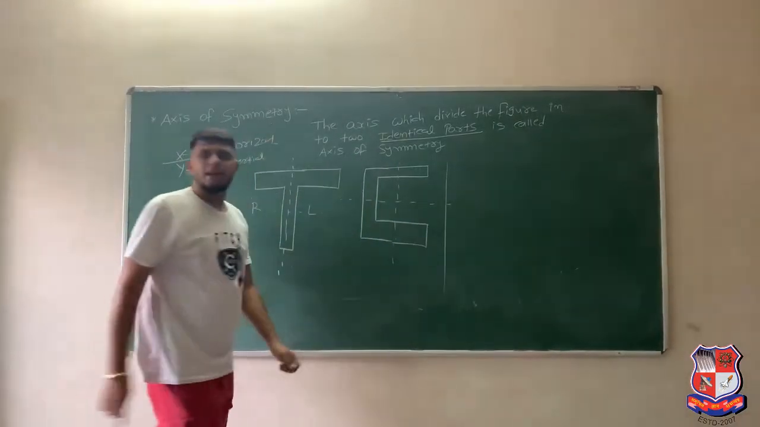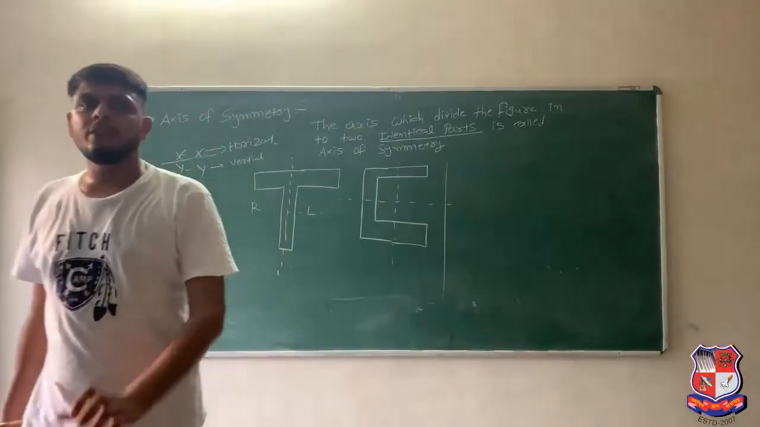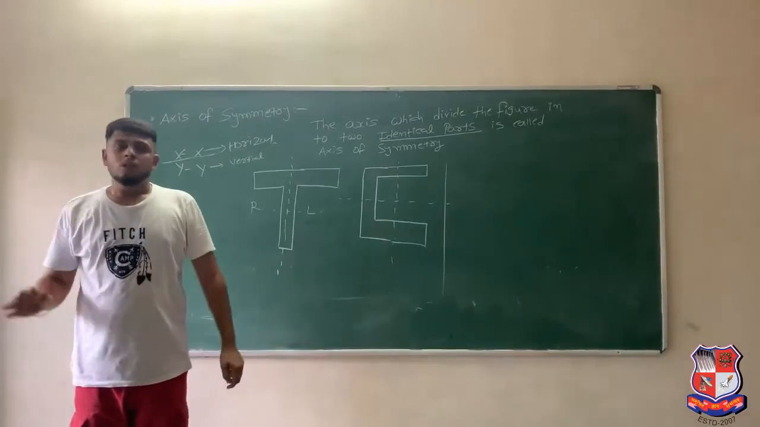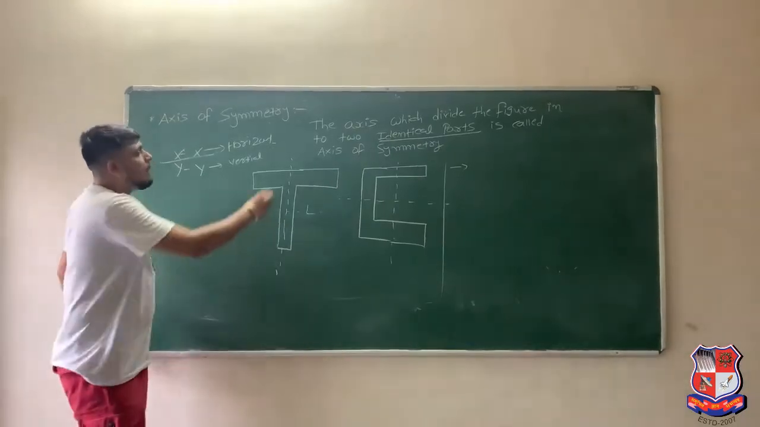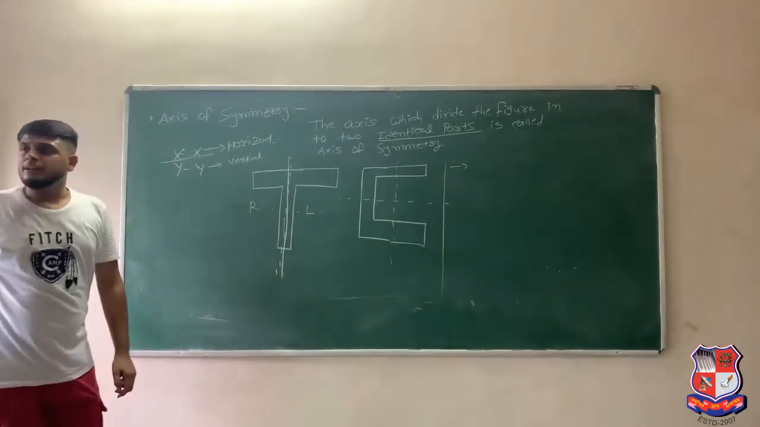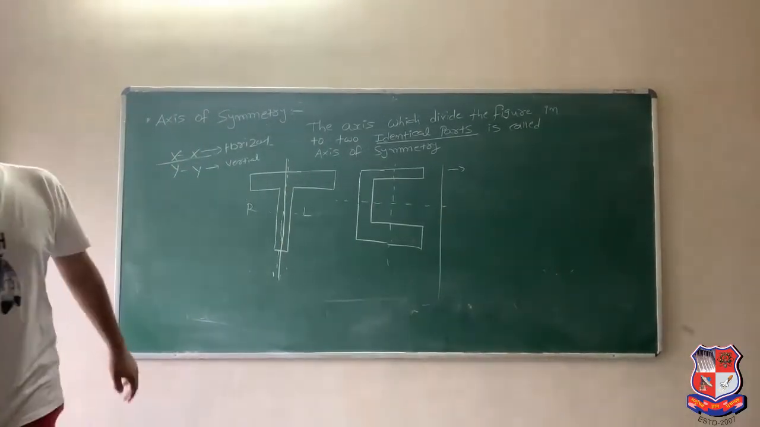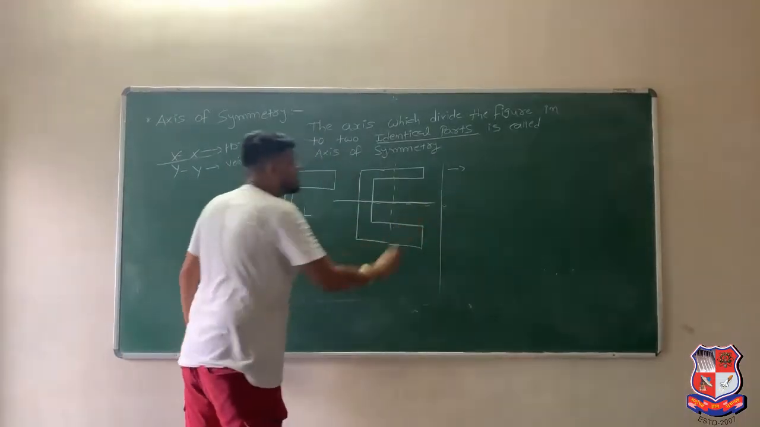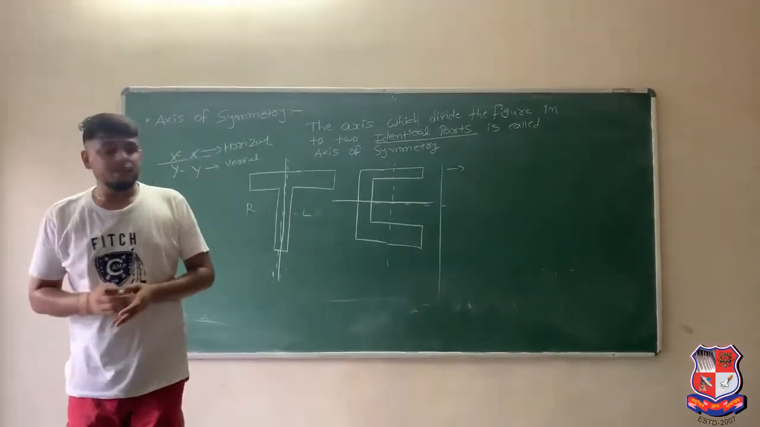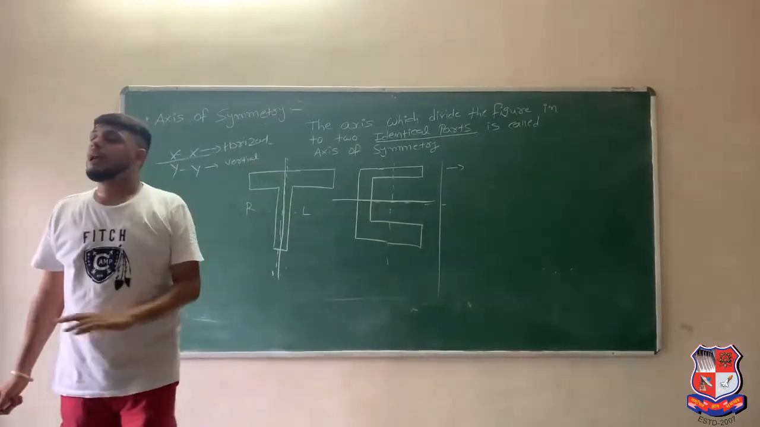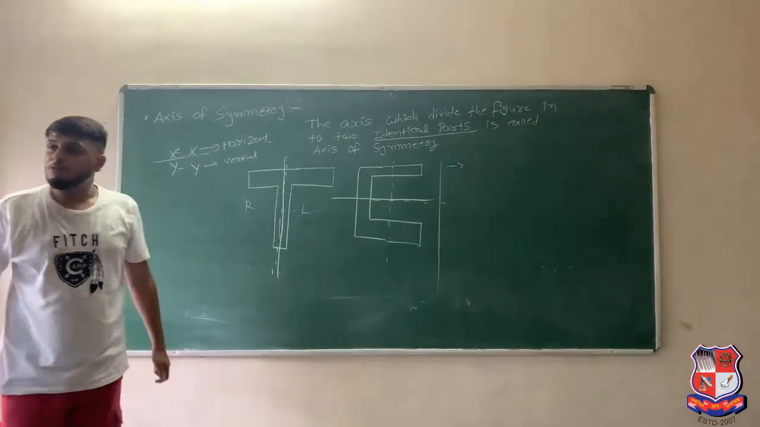So there is one question in your mind: why do we have to find the axis of symmetry? Why do we have to check whether the figure is symmetrical or not? So I am telling you the reason. If the figure is symmetrical about the y axis, then there is no need to calculate x bar. We can directly get x bar. And if the figure is symmetrical about the x axis, then y bar will be directly obtained. So that is the basic requirement of the axis of symmetry.